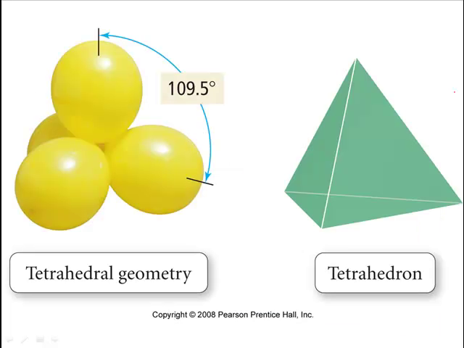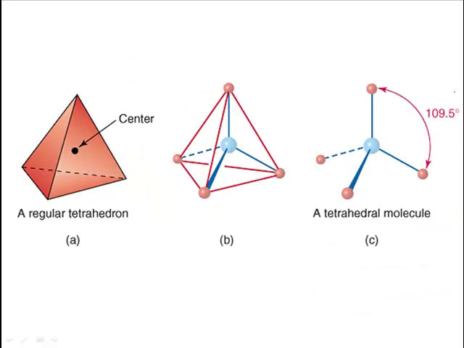Now, tetrahedral geometry was shown by our balloons. A tetrahedron is a three-dimensional shape that looks like this. A regular tetrahedron looks like this, and at the center of the regular tetrahedron is where the central atom is. For a tetrahedral molecule, you eliminate all the sides of the tetrahedron for picture purposes. And the angle between each of the bonds is 109.5 degrees.